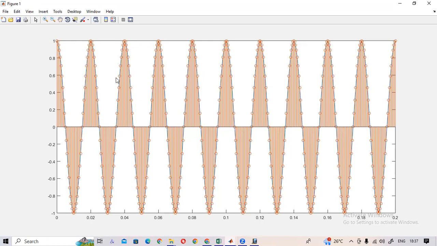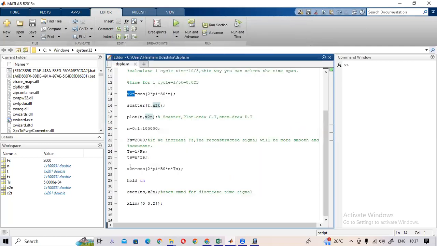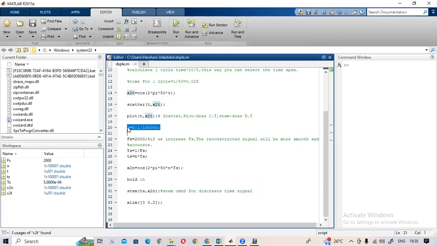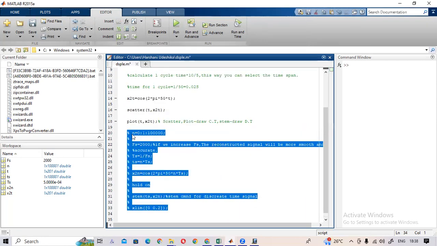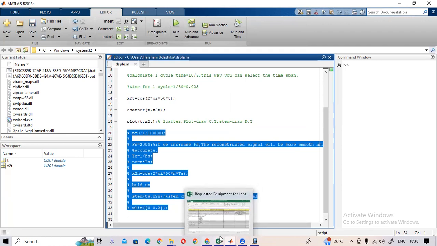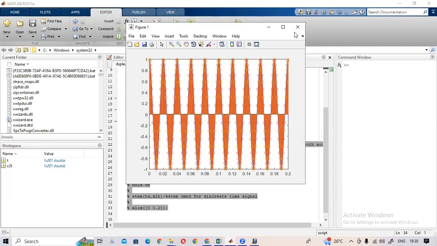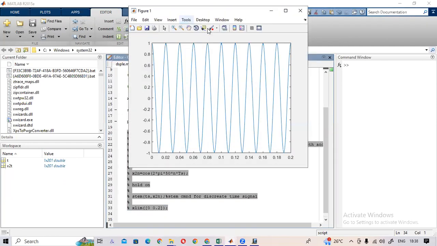Okay, actually we can only see this blue line graph. Okay, blue line graph, that is our continuous time signal, and we draw it using this plot command. Okay, for example, if I comment all these things, you can right click here, then comment. Okay, then these commands will not be executed. Okay, so you can see that this is a continuous time sinusoidal signal.